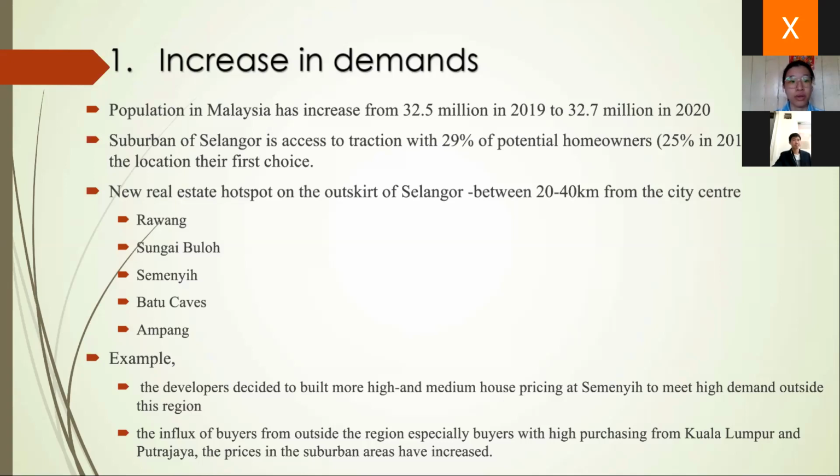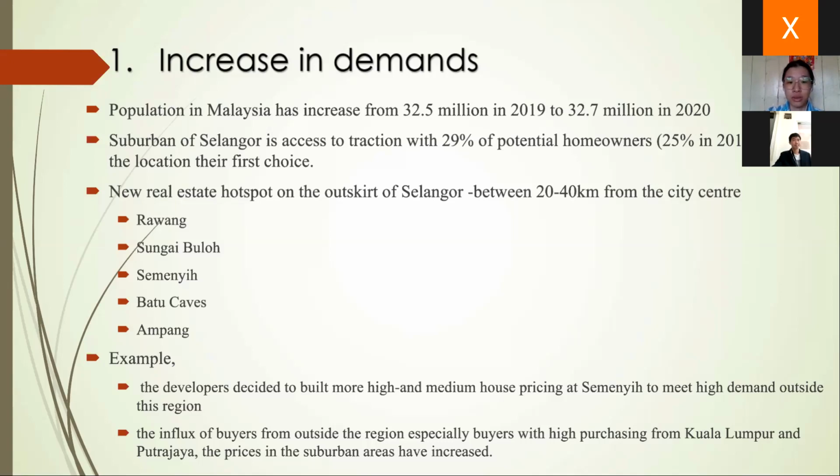The suburbs of Selangor are attracting attention, with 29% of potential house owners choosing location as their first choice. New real estate hotspots on the outskirts of Selangor, between 20 to 40 kilometers from the city center, such as Rawang, Sungai Buloh, Semenyih, Batu Caves, and Ampang. This led Malaysians' demand for suburban housing to increase and caused the rise of house prices in suburban areas.